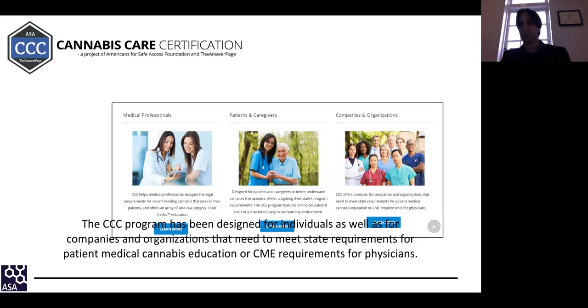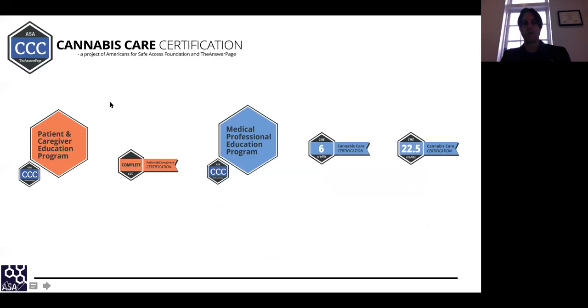But this is just to give you an idea of what the ribbons look like. When you go to the website, you can get a certificate that indicates what you have completed. So patient and caregiver certification, for example, or CME for Cannabis Care Certification. And we have bundles of CME that are in 6 or 22.5 credits. We have over 22.5 CME credits right now available through the answer page.